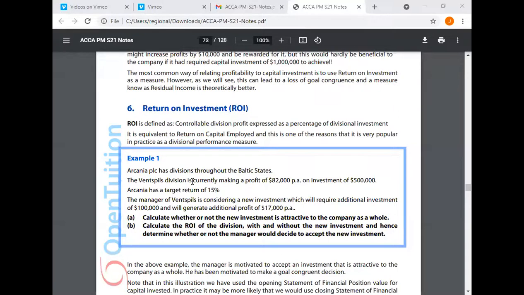So remember, it is return on investment. Part A of this example 1, they want us to calculate whether or not the new investment is attractive to the company as a whole. And I've given students 2 minutes to try it. I'm waiting for 2 more answers for me to be able to do this question.